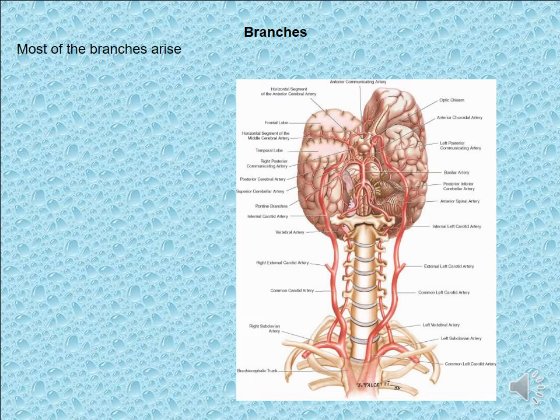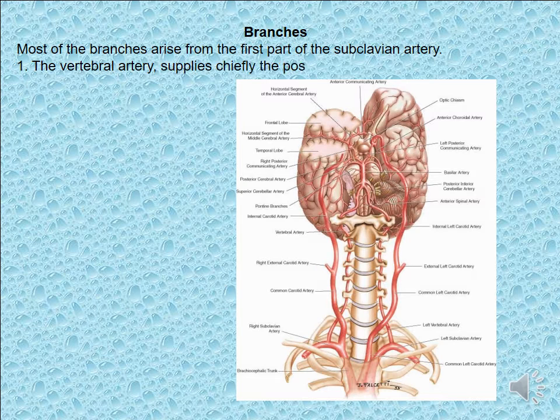Now, the branching of subclavian artery. Most of branch arise from the first part of subclavian artery. إذن نقسمها إلى first, second, and third part. The most part is from the first part. The first artery is the vertebral artery, supply chiefly the posterior part of the brain.